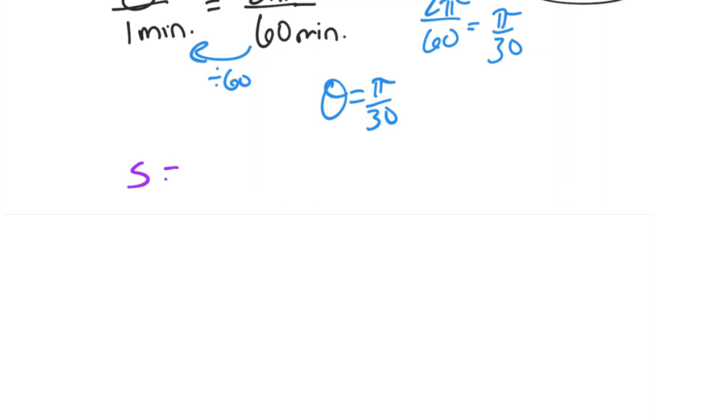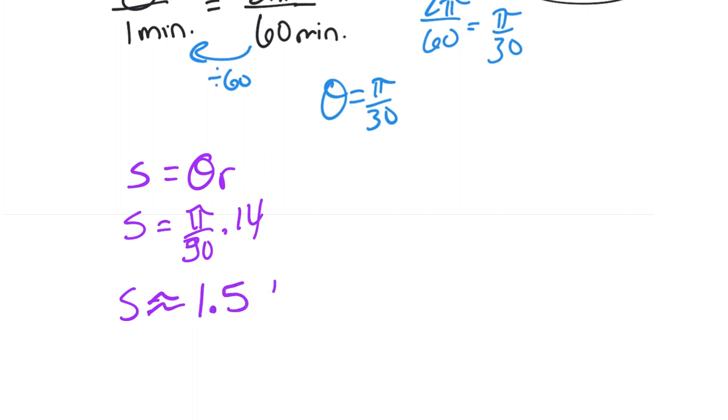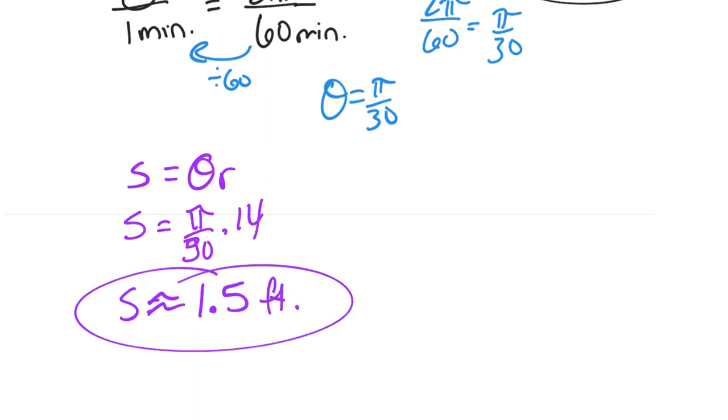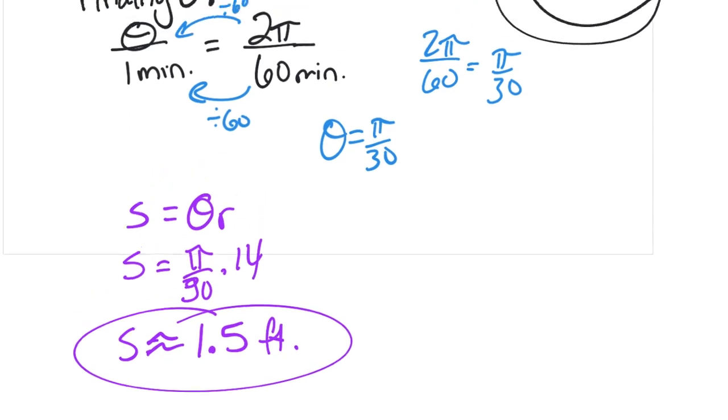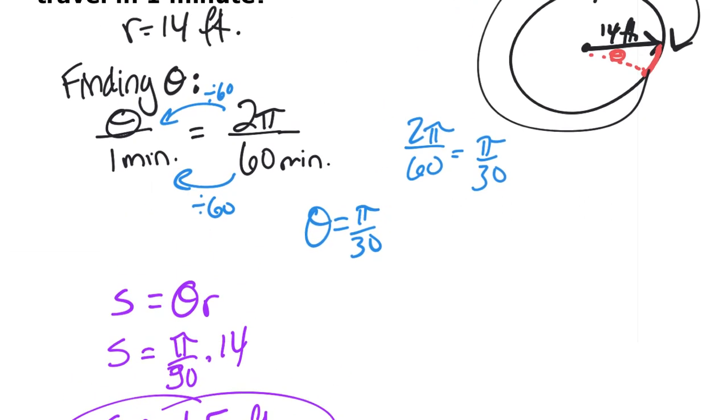So going back to our equation, the arc distance is going to be our theta, our angle in radians, times our radius. And so that's going to be pi over 30 times 14. We end up with that arc length to be about, we're going to round here to 1.5 feet. So this is how far the hand of the clock is traveling in 1 minute.